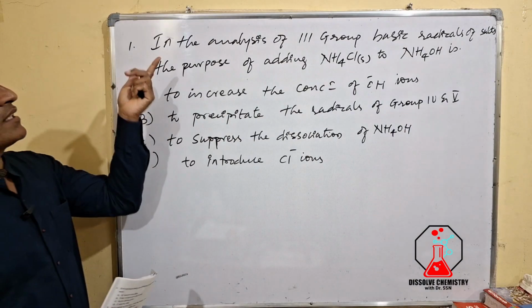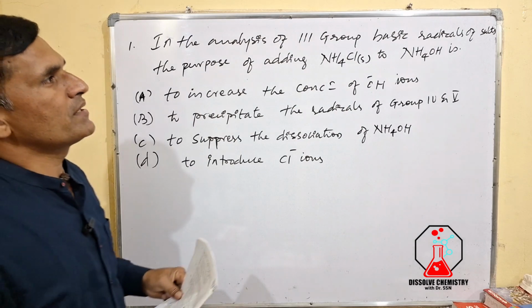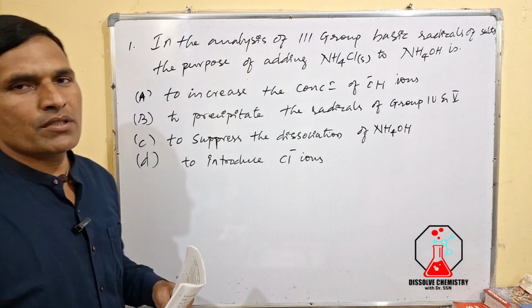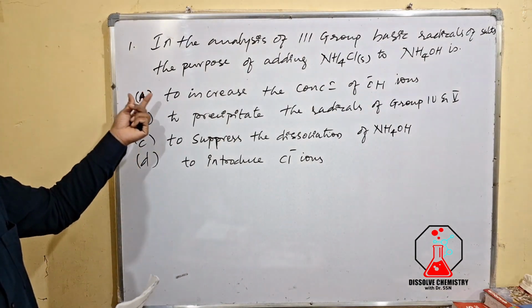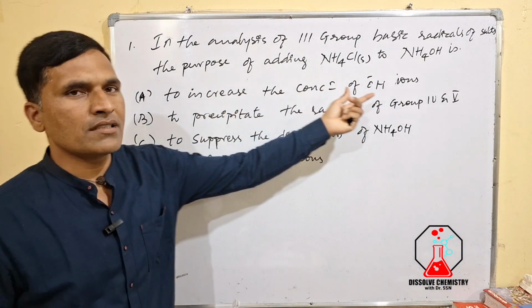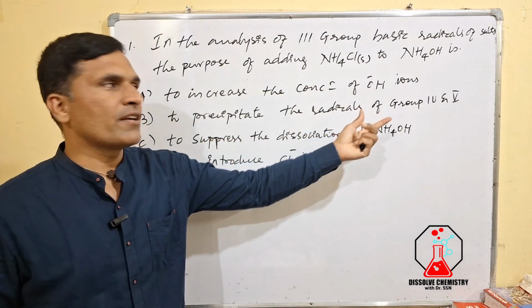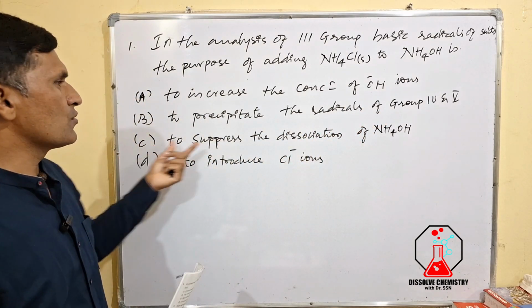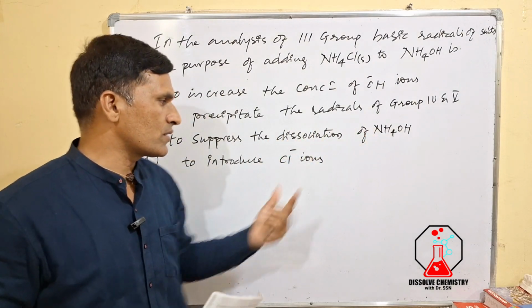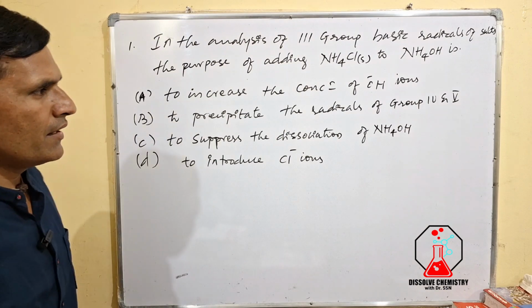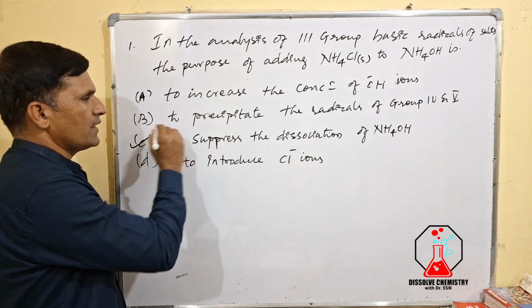The first question is: in the analysis of group 3 basic radicals of salt, the purpose of adding ammonium chloride to ammonium hydroxide is: option A, to increase the concentration of the OH ions; option B, to precipitate the radicals of group 4 and 5; option C, to suppress the dissociation of ammonium hydroxide; and option D, to introduce chloride ions. And your right option is C.